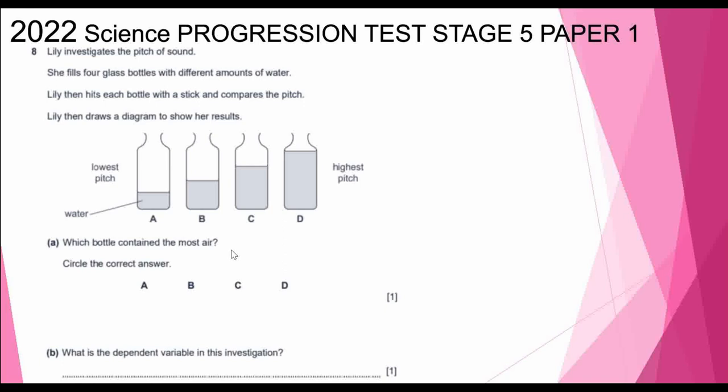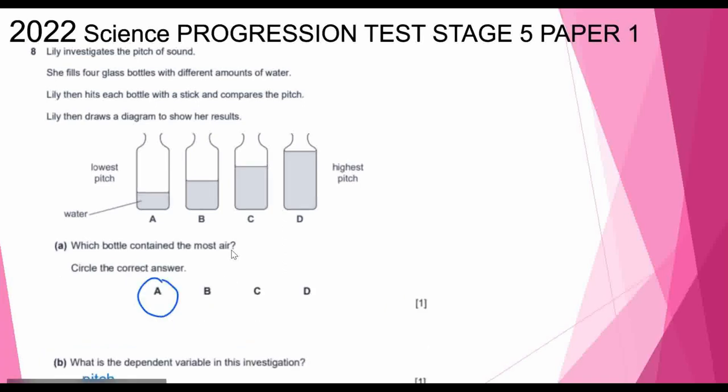So let's reveal the answer. We got this one is A. A has the most air as it has little water. And for question B, what is the dependent variable in this investigation? The dependent variable will be the variable that we measure. So in this, the answer is pitch.